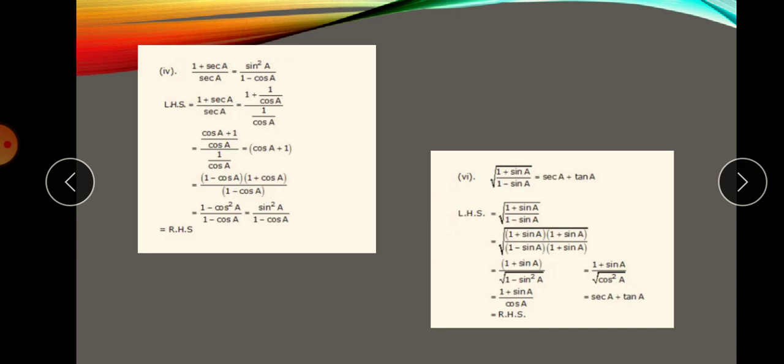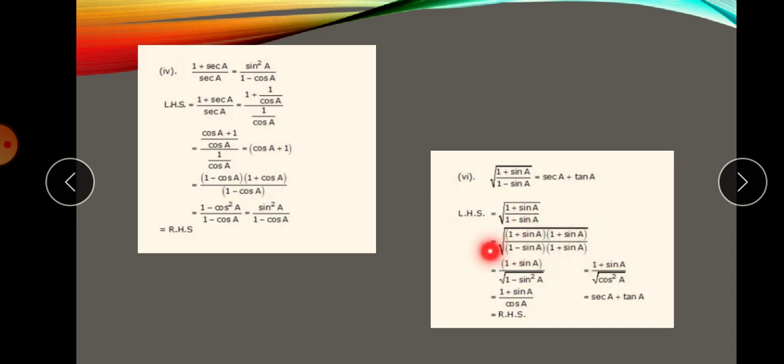Now, if you see the sixth sum also, here there is a root. So whenever there is a root, you take the conjugate, 1 plus sin A, because sin A we can't convert into any other terms. If it is cot, tan, cosecant, secant, we can convert them into sin or cos. But here it is sin A. So take the rationalizing factor. What is the rationalizing factor of 1 minus sin A? 1 plus sin A.